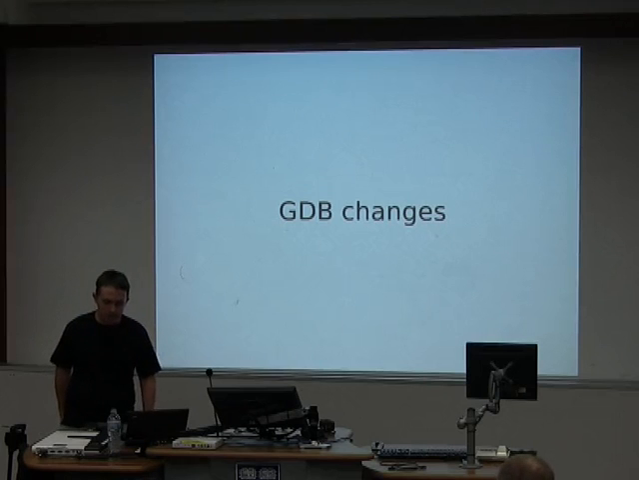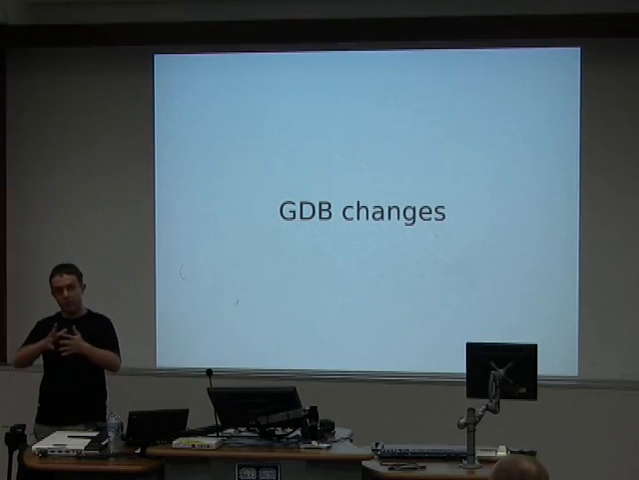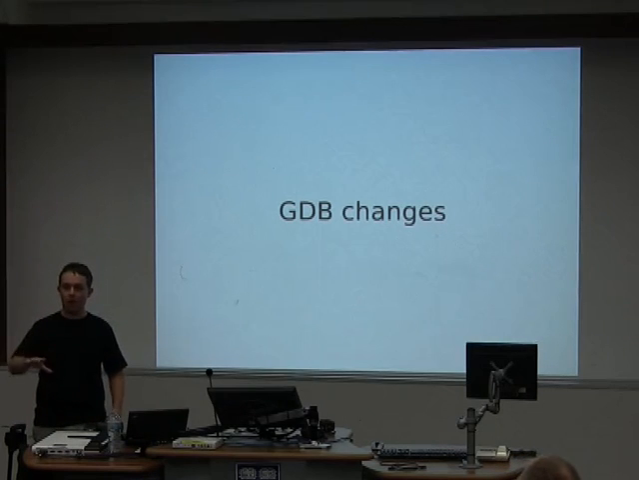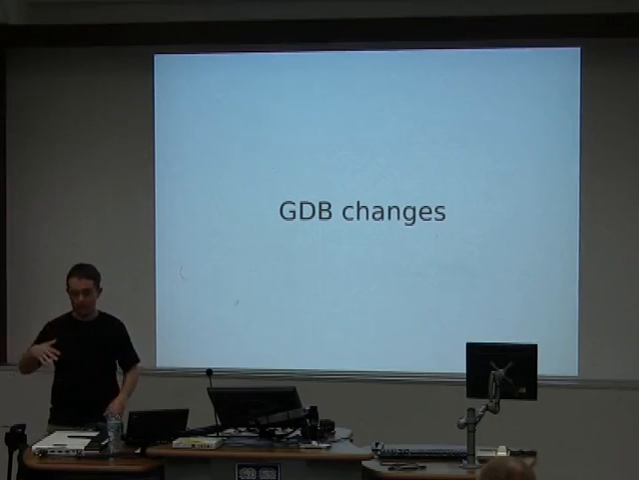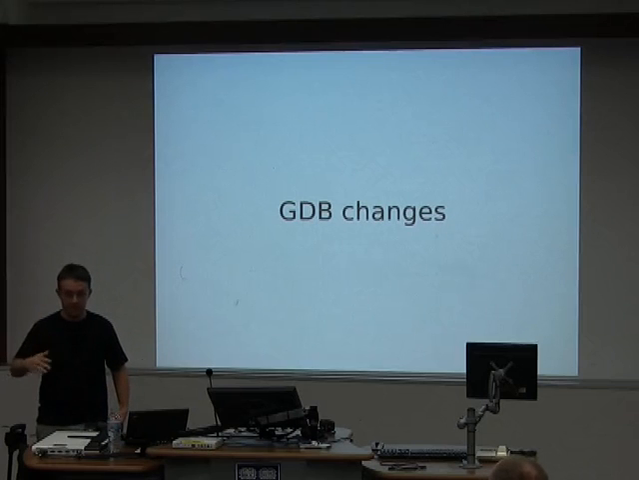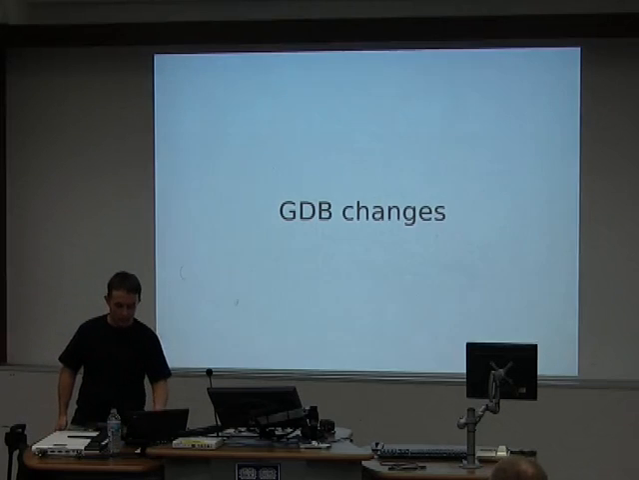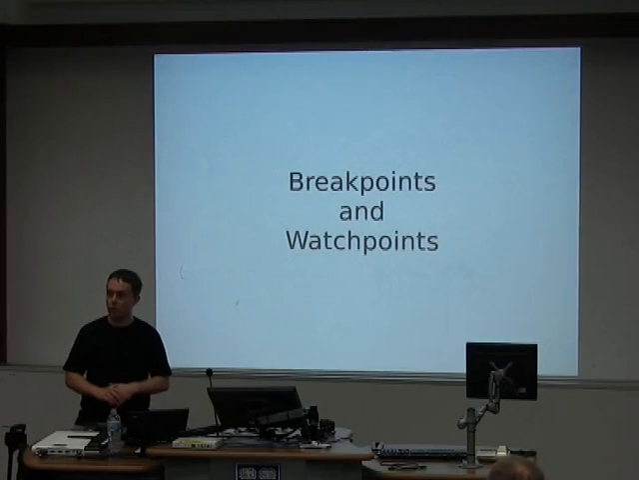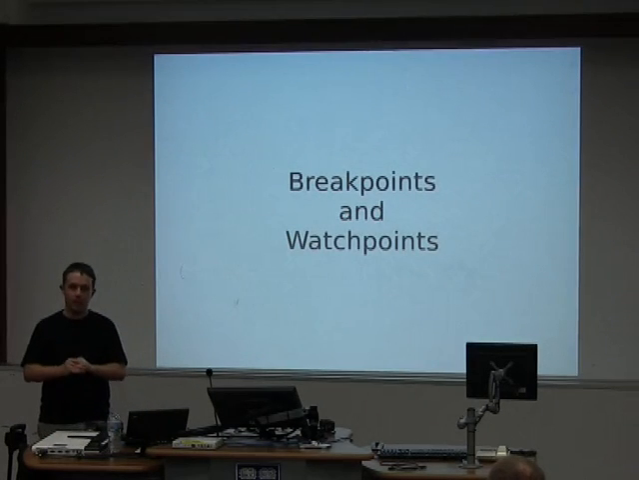GDB needs to understand this change in code flow. It needs to understand you do a tbegin, and then you're running for a while, and then it can end up at your abort handler, or it can end up at the tend. And so it needs to understand that. One of the obvious ones is things like breakpoints and watchpoints. If you set a breakpoint in the middle of a transaction, philosophically, if it aborts, did it actually hit the breakpoint or not?